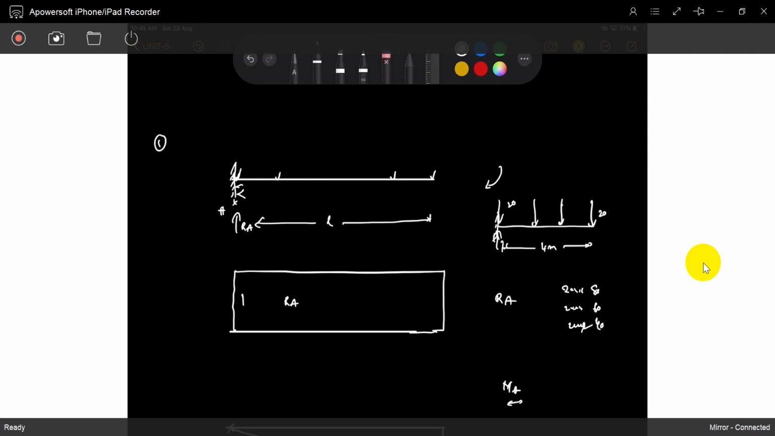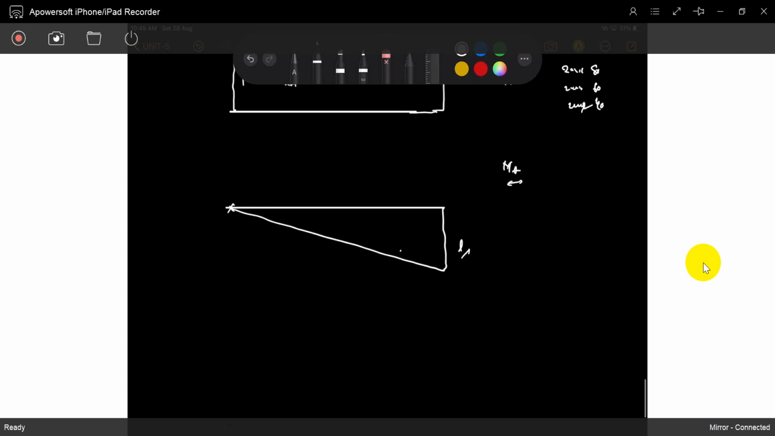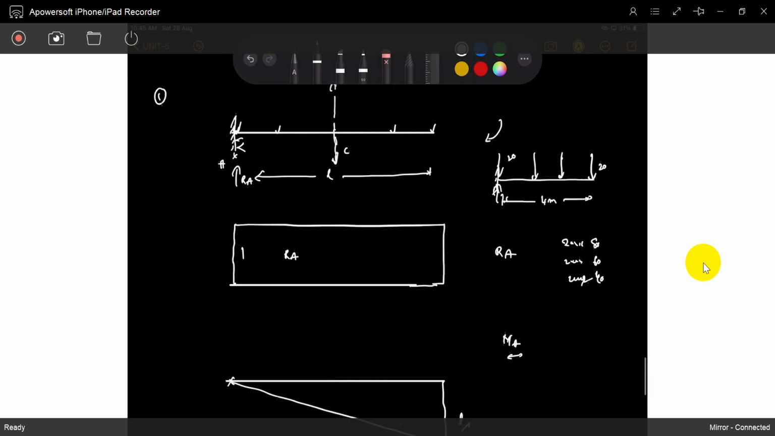Okay. So I will take a certain section. For this section, I want the shear force. How is the shear force changing? Just see it. So, the shear force at C.